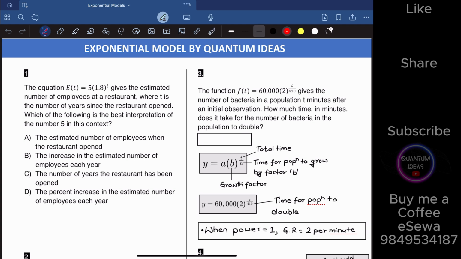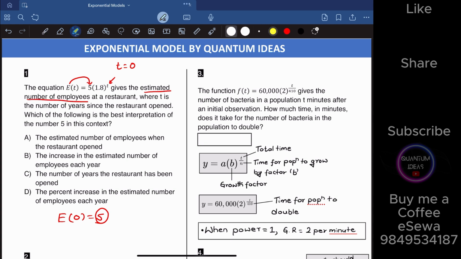To do that, what we can say here is we get the value of E as 5 when we plug the value of t as 0, right? So when you plug in t as 0, 1.8 to the power 0 is 1. In that case, the value of E is 5. So what is t? t is the number of years since the restaurant opened. t equals 0 means zero years, the time of opening of the restaurant, right? That means it is the estimated number of employees when the restaurant was opened.